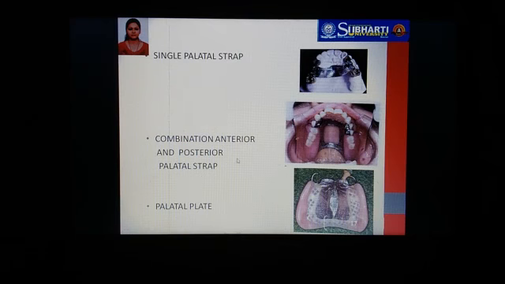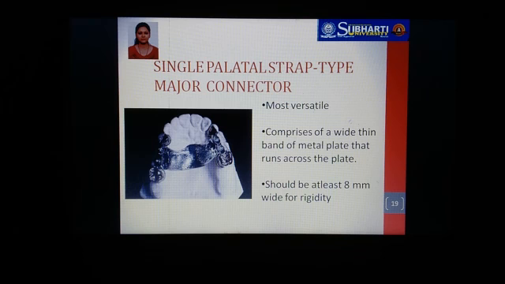So it is the most versatile. Why is it the most versatile? Because it can be used in a variety of cases. Secondly, it comprises a wide thin band of metal plate that you can see. This is a wide thin metal plate, and it should be at least 8 millimeters wide for rigidity. So the basic difference between a bar and a strap is that the strap is at least 8 millimeters wide, and if this width is less than 8 millimeters, it is considered a bar.